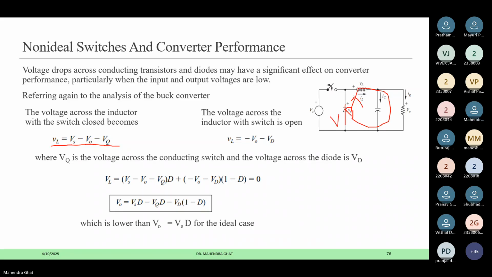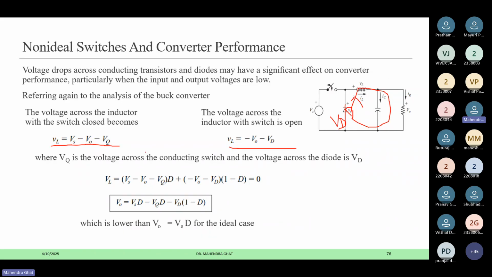VD is the diode voltage drop, called the on-time voltage drop. It ranges from 0.2 volt, and for power diodes it goes up to 2 volt or 2.5 volt. So that much drop will be there across the diode. So in that case, our VL will be minus VO minus VD.